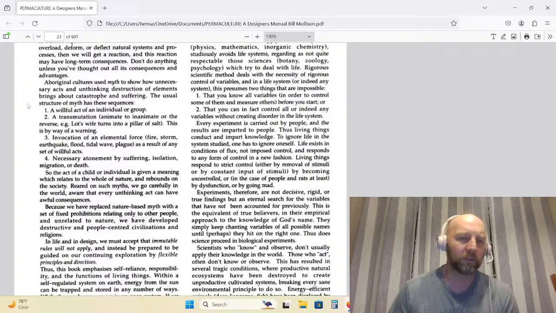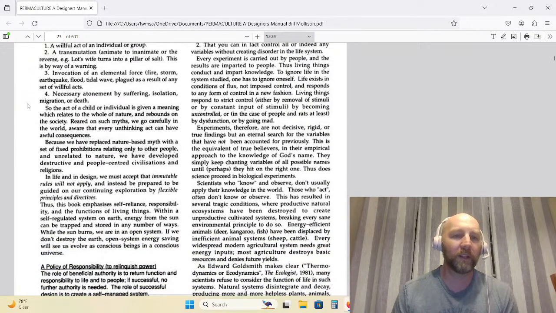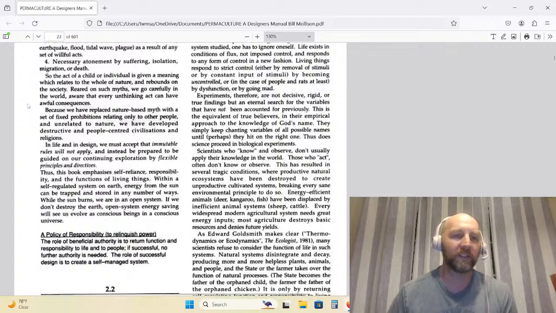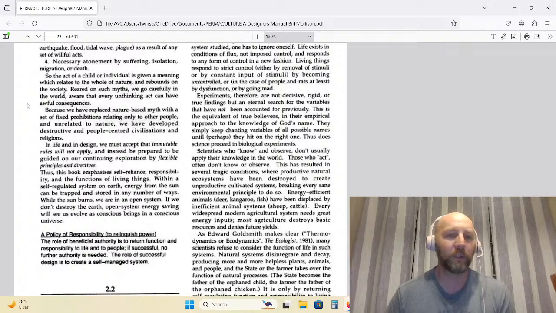have awful consequences. Because we have replaced nature-based myth with a set of fixed prohibitions relating only to other people and unrelated to nature, we have developed destructive and people-centered civilizations and religions. In life and in design, we must accept that immutable rules will not apply, and instead be prepared to be guided on our continuing exploration by flexible principles and directives. Thus, this book emphasizes self-reliance, responsibility, and the functions of living things.